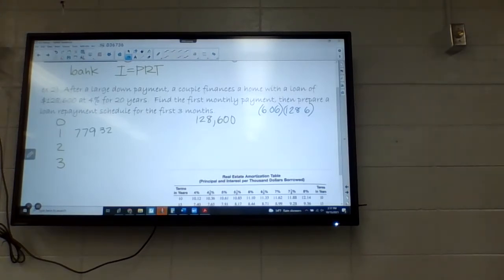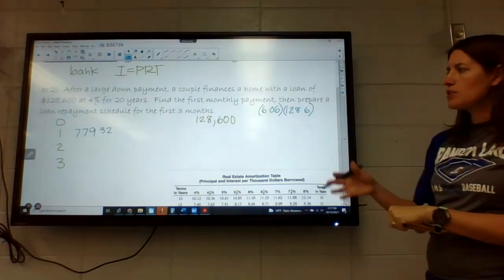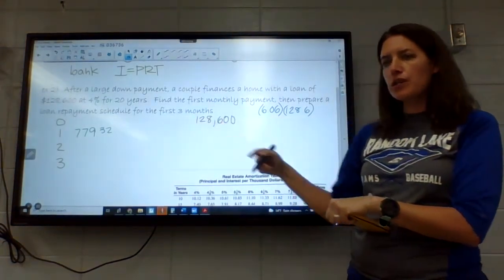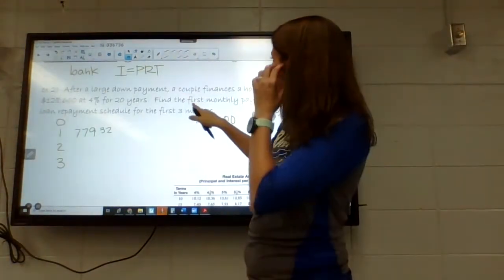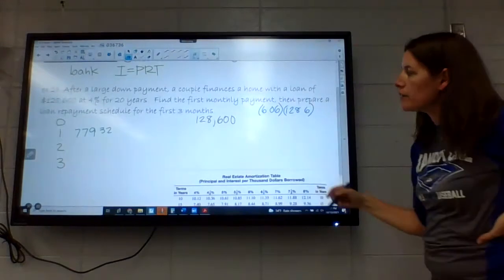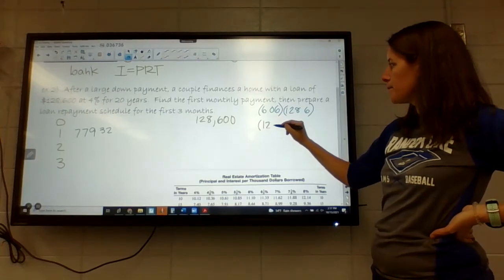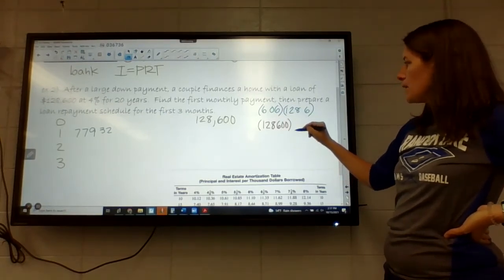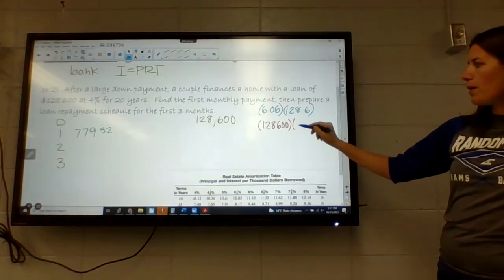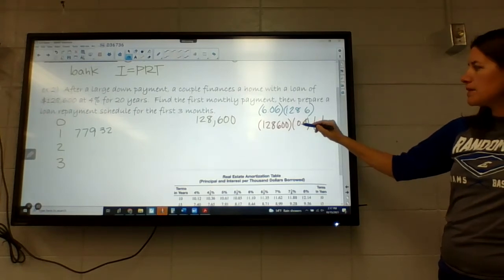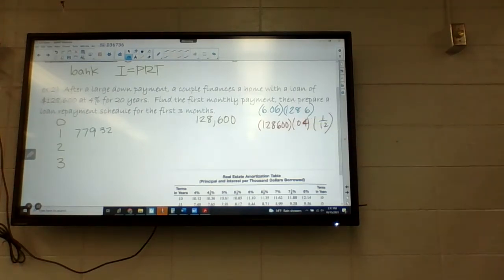We want to figure out how much interest they're paying on that. So how much is going to interest and how much is actually going to the house. So what we're going to do is figure out the interest on this full amount. So we're going to find the interest on $128,600. So that's our principal. The interest rate is 4%, so 0.04. And then multiplied by 12. Do you remember we did that yesterday? Because we're paying 12 times per year.